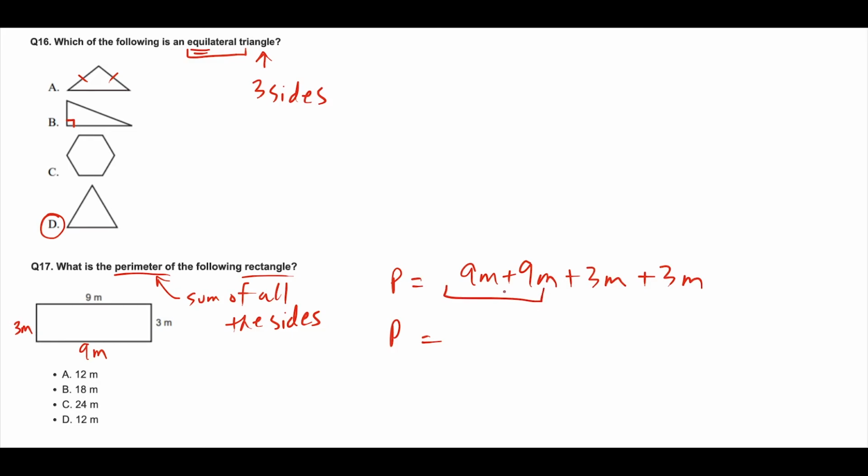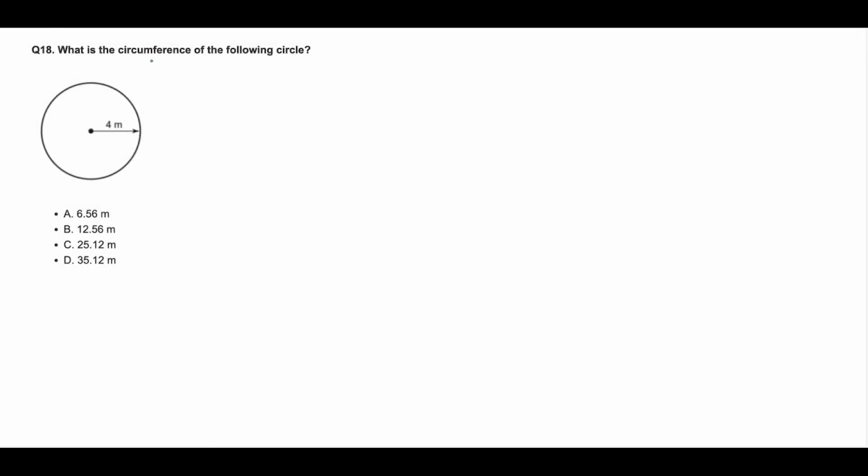So if we work this out in groups, we have 9 plus 9 is 18, and then 3 plus 3 is equal to 6, and now when you add these two numbers together, 18 plus 6 is 24. So the perimeter should be 24 meters. For the next question here, we want to know what is the circumference of the following circle.